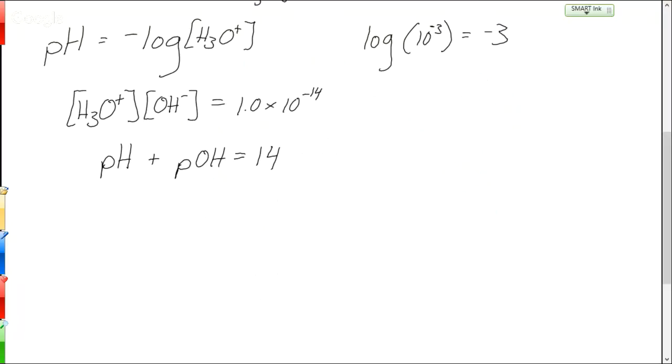So then going the other direction, let's try it. If I tell you that the pOH is 5, then you should be able to calculate the hydroxide concentration, the pH, and the hydronium concentration.